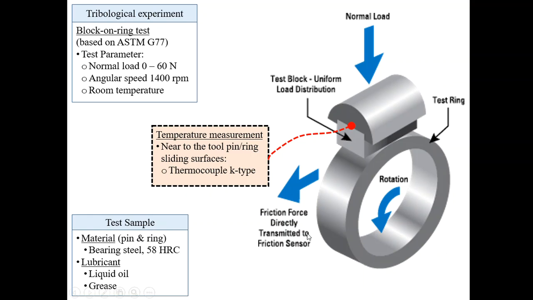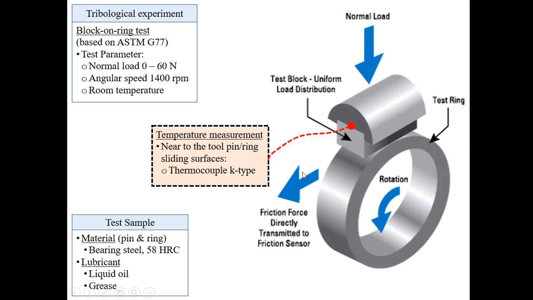Hi everyone, I'm going to show you how to do the numerical simulations of the tribology performance for this case, where this test is based on the block-on-ring test based on ASTM G77, and there are two materials for this, a pin and the ring. The ring is rotating at 1400 rpm, and there is a normal load applied to the pin ranging from 0 to 60 newtons.